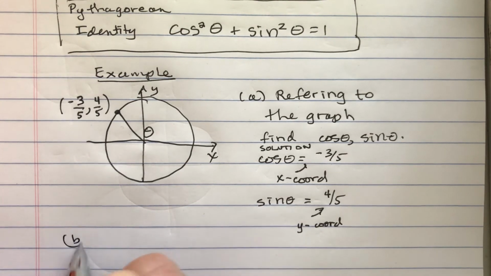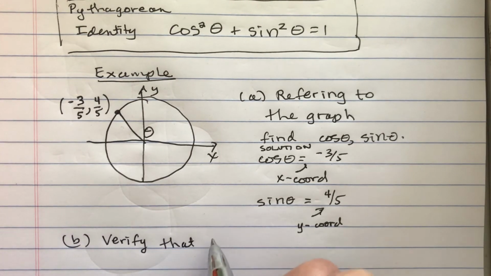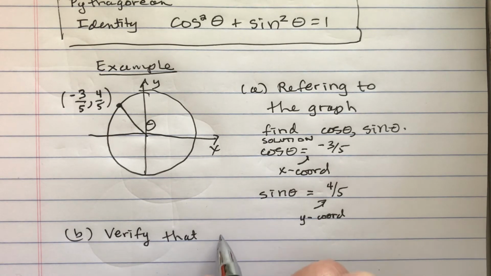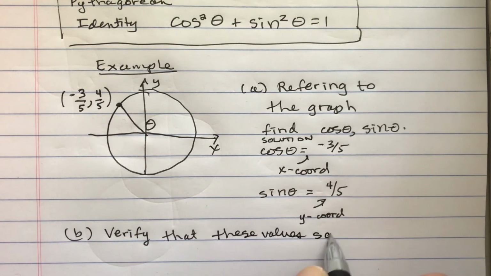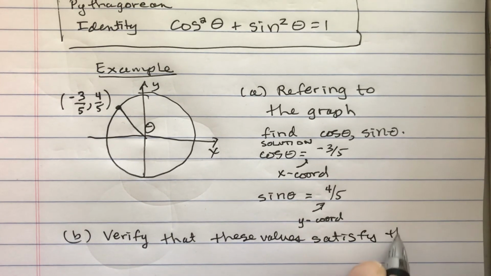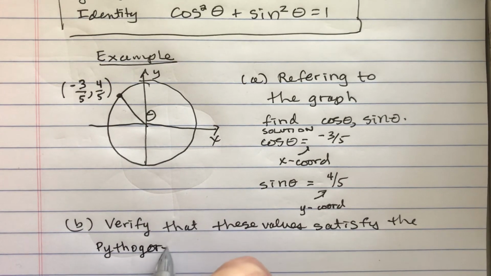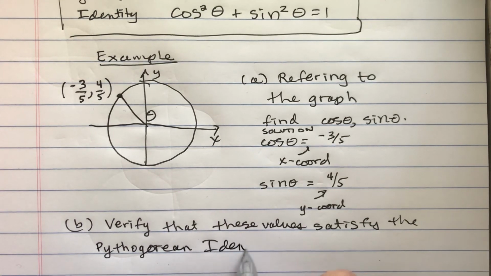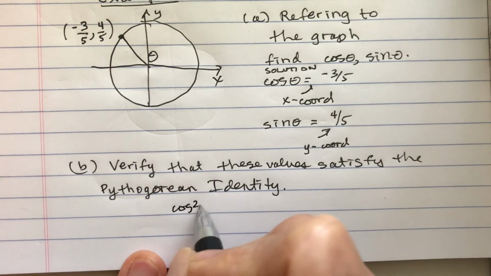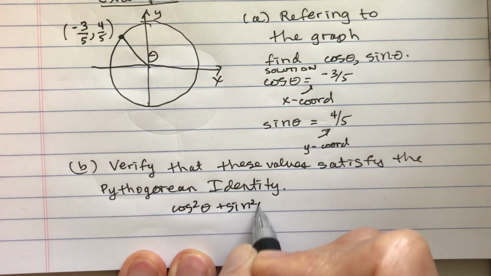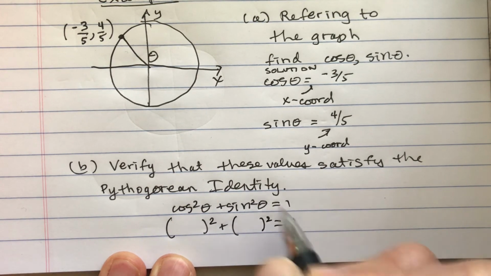So then part B, verify that these values satisfy the Pythagorean identity. All right, so I have cosine squared theta plus sine squared theta equals 1, and I just want to verify that this is correct.